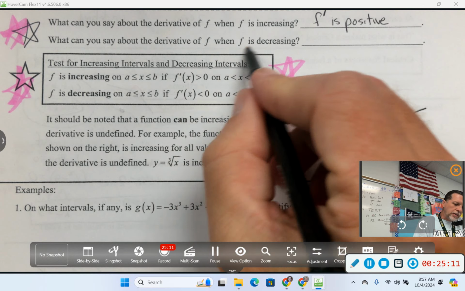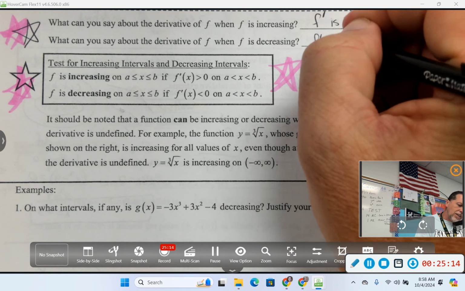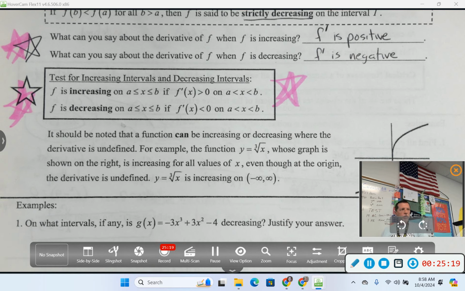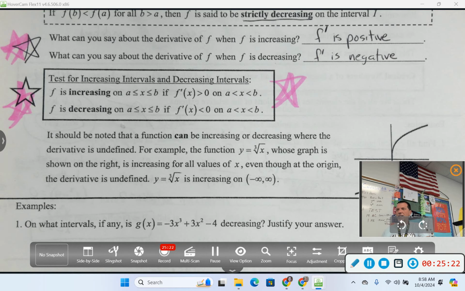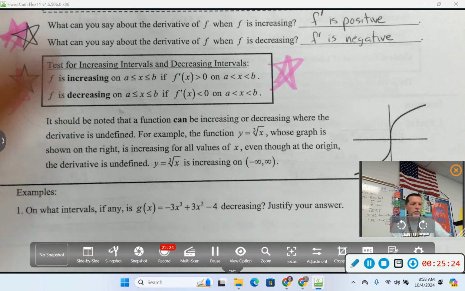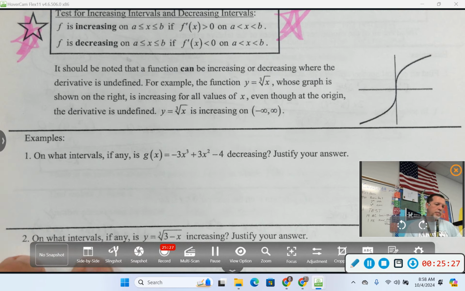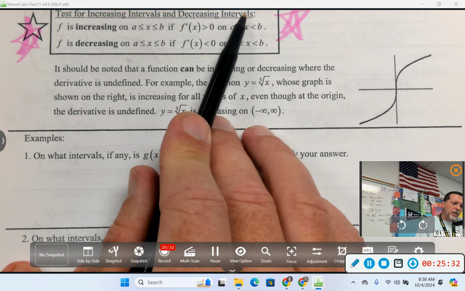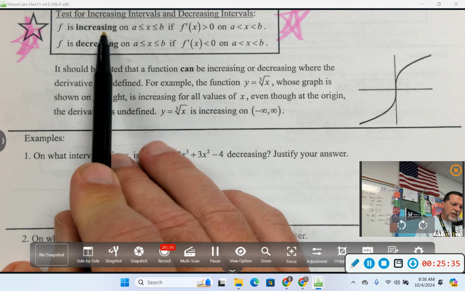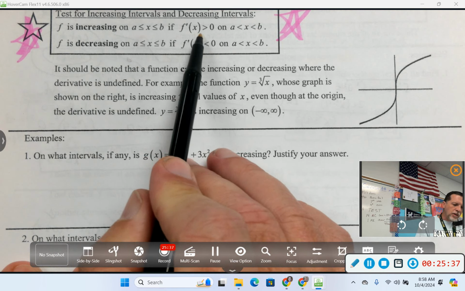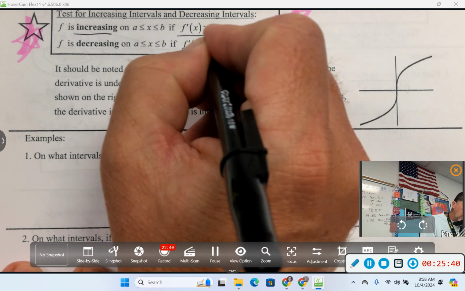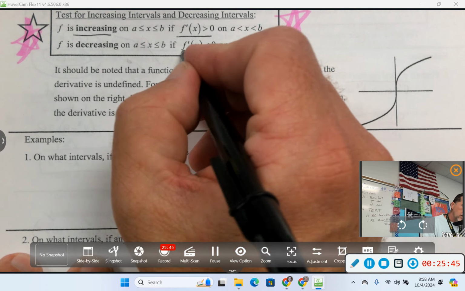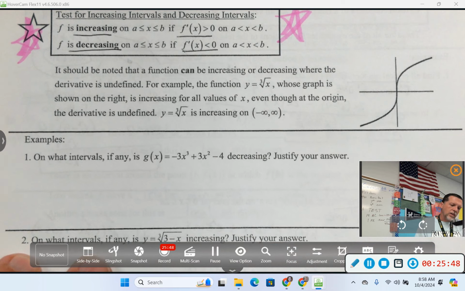What can you say about the derivative of F when F is decreasing? Well, F prime is negative. Derivative is slope, slope is derivative, you make that connection, you're good for most of the first semester of calculus. So here's how we determine increasing and decreasing intervals. F is increasing if F prime is greater than zero. That's kind of what we just said. If F prime is positive, then we're increasing. F prime is negative, then we're decreasing.